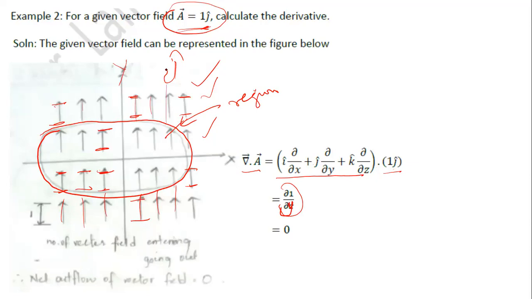So you can see that exactly the same amount of vector field is entering and leaving. That means there is no net outflow or inflow of the vector field. Therefore, the divergence of this vector is zero.